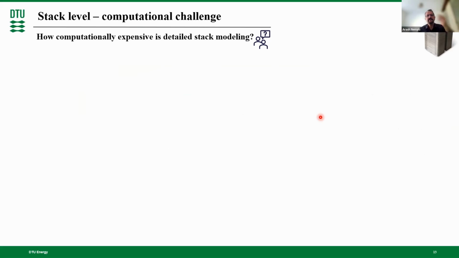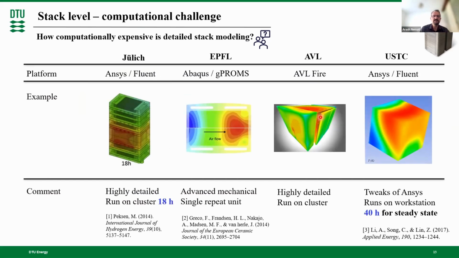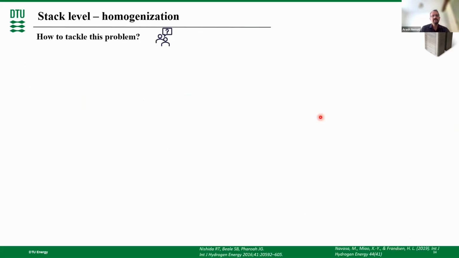But how computationally expensive is this kind of detailed stack modeling? Here are a few examples of detailed models in the literature. As you can see, for one single simulation, it can vary from 20 hours to 40 hours to just try one single operation condition. So it's quite time consuming. So how can we tackle this problem, this time consuming computational time?